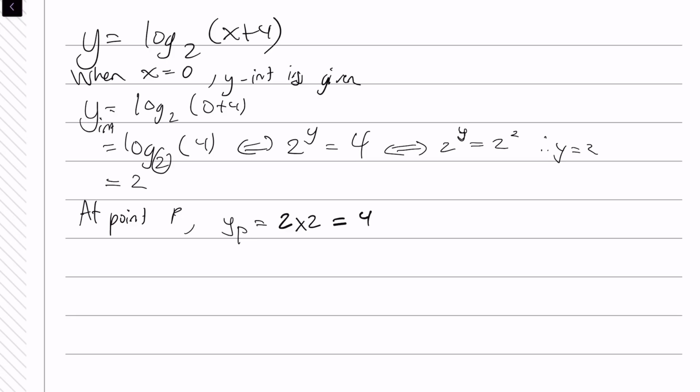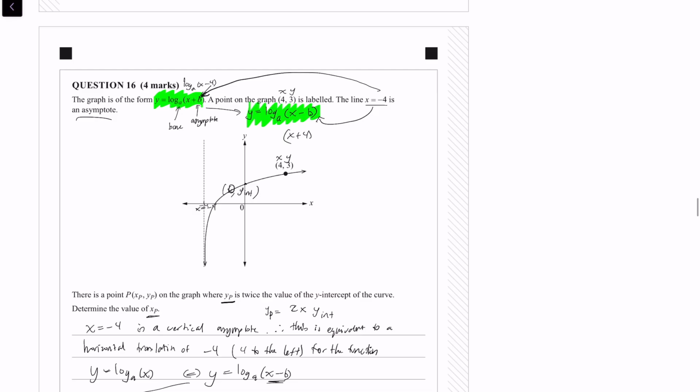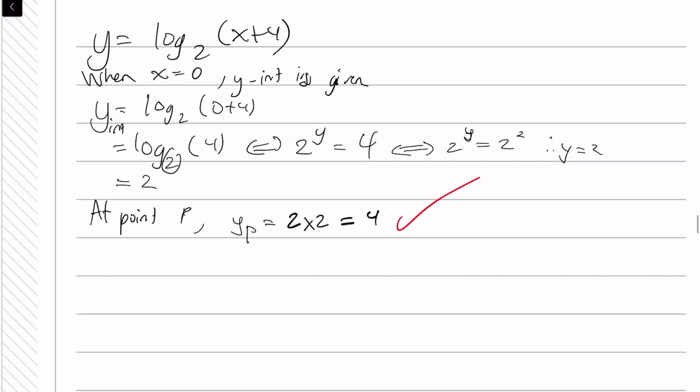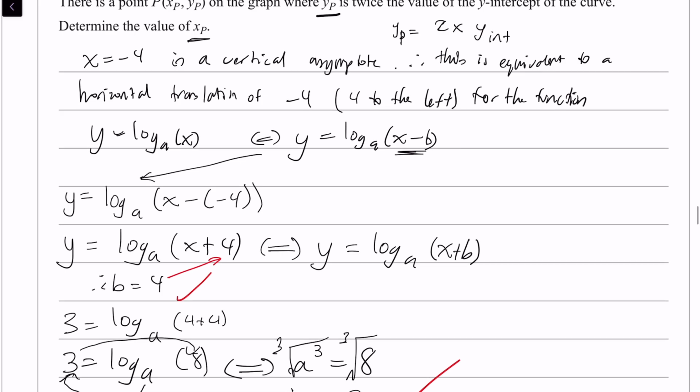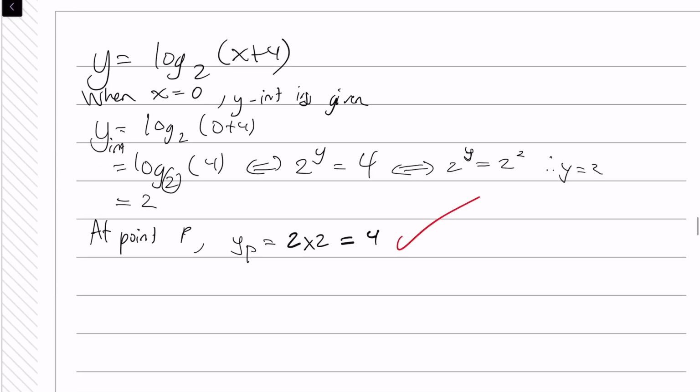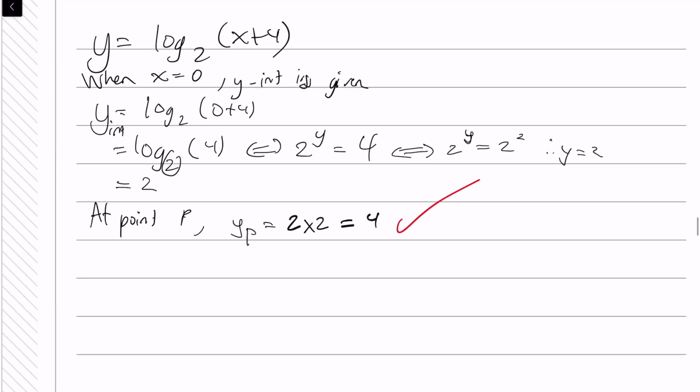Okay, so we know our yp, that's our third out of the 4 marks. And then obviously our fourth mark makes sense to be our xp value. Okay, so all we do, if we know what yp is on the point P, to find xp, just substitute yp and find xp. So 4 equals log base 2 of xp plus 4.